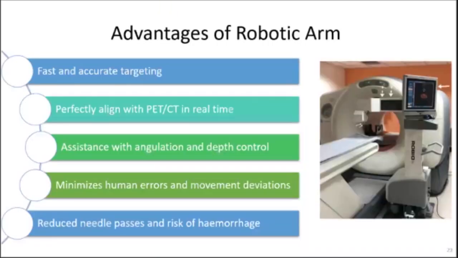So what are the advantages of using a robotic arm? It is a fast and accurate targeting method. It perfectly aligns with PET CT in real time. It gives assistance with angulation and depth control. It minimizes human errors and movement deviation. It reduces number of needle passes and risk of hemorrhage.